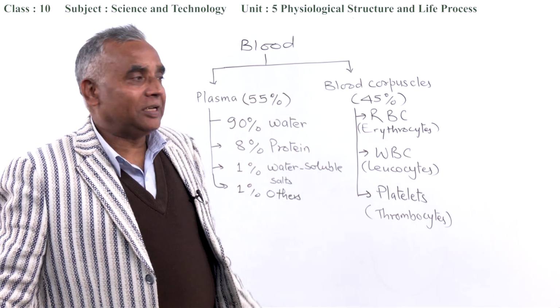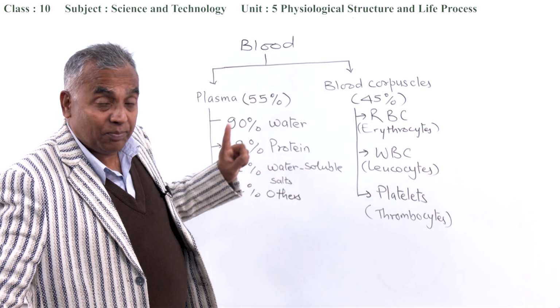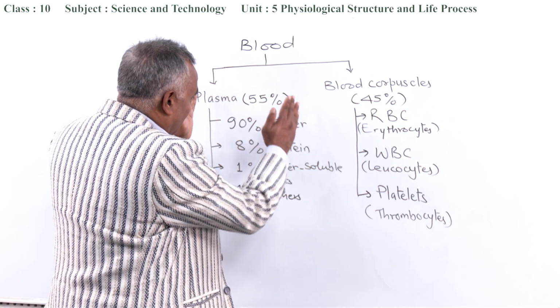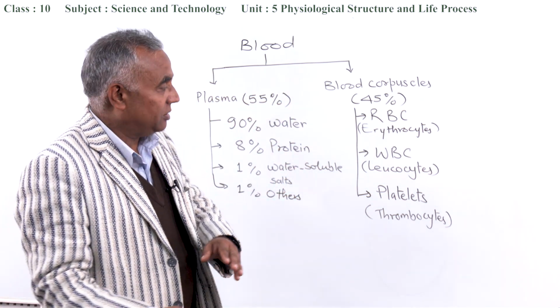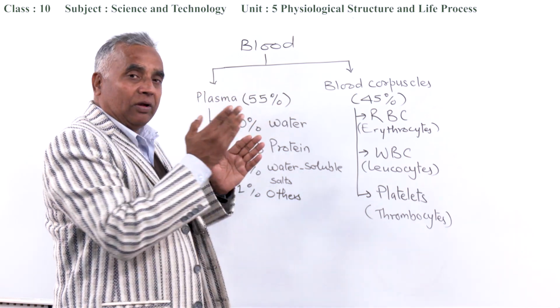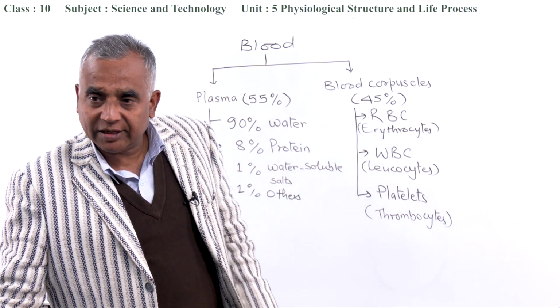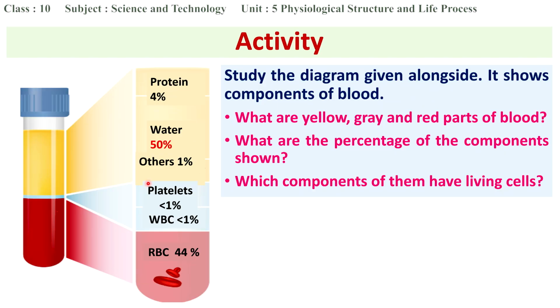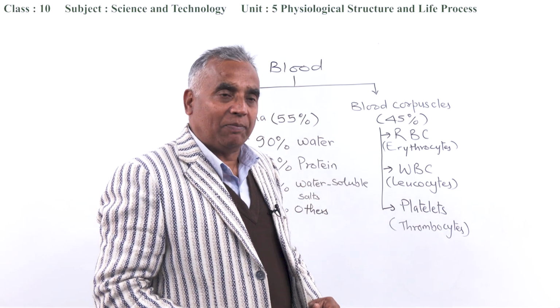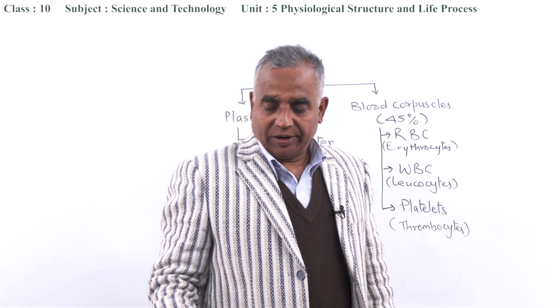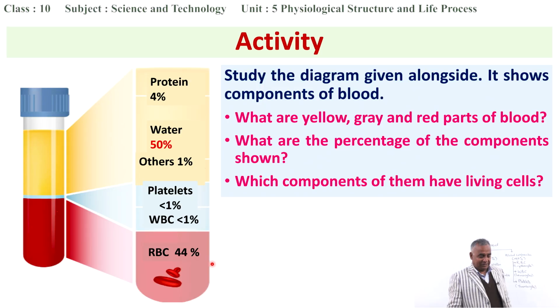So don't be confused. Water 50% is given, but here 90% is given. It is not a mistake. I have given you this, and your book gives the percentage out of that 50%. They are not incorrect. In my source, it is given this way. That is correct, but it is for total blood, and this is for total plasma, a percentage of total plasma. Okay, so your answers are here.